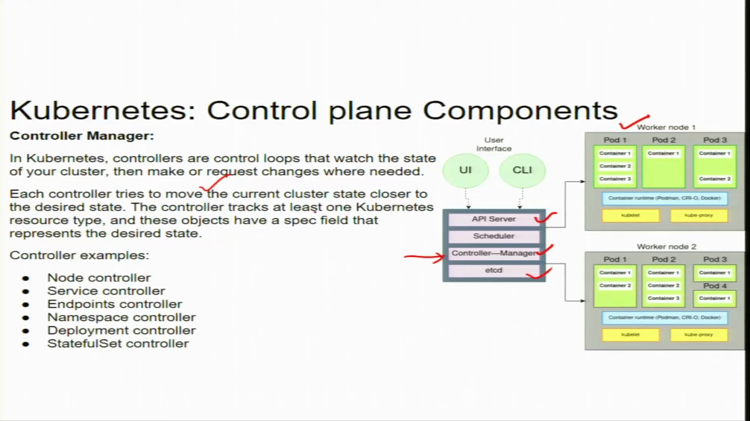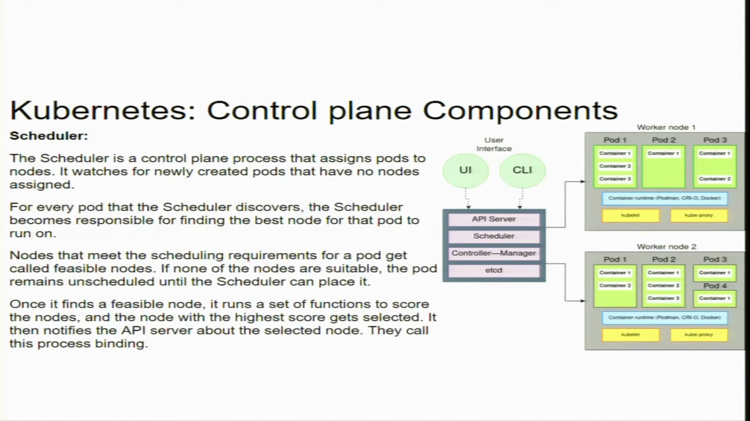So, a controller tracks at least one Kubernetes resource type, and these objects have a specific field. The controller types mentioned over here are the node controller, service controller, endpoint controller, namespace controller, and the deployment and stateful set controllers. Now comes, finally, the last component in the control plane, called the scheduler.